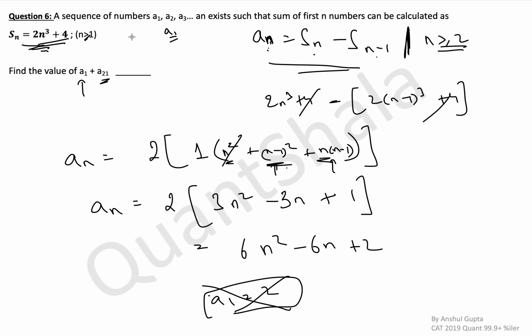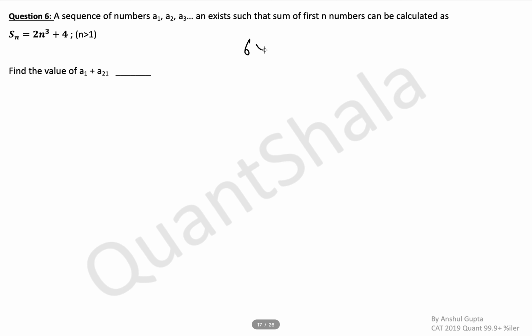So you can simply see S1 will be equal to a1, which is equal to 2 into 1 cube plus 4, which is 6. Okay, so a1 is 6. a21 you can calculate using this, which will come out to be 6 into 441 minus 6 into 21 plus 2. So again, you need fast calculation skills here to be able to solve these questions fast. Okay, so you got 6 into 441 minus 6 into 21 plus 2. This is what you got, right? And a1 is 6.